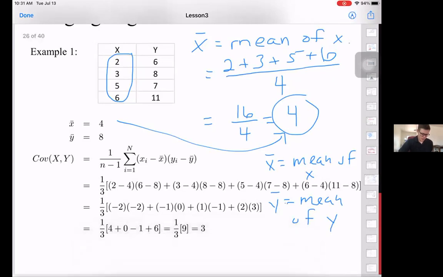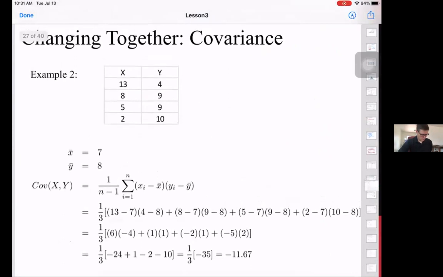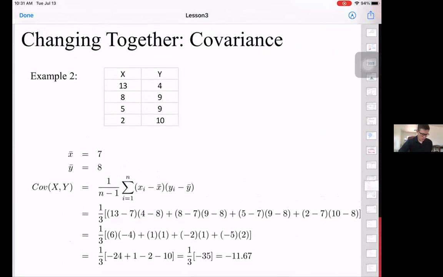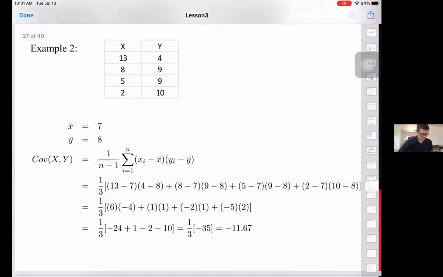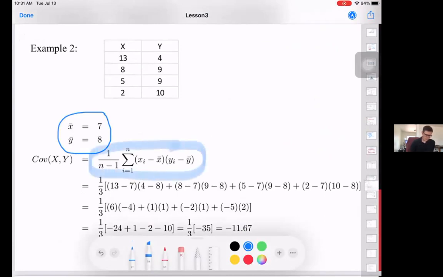Okay. Let's do one more example. So here, we have 4 data points, and I'm going to calculate the mean of the X and the Y for you, just to make your life a little simpler. And we're going to use our formula of covariance like this.